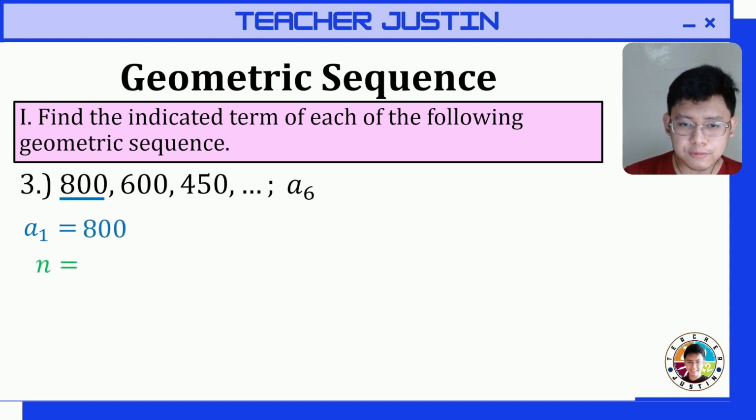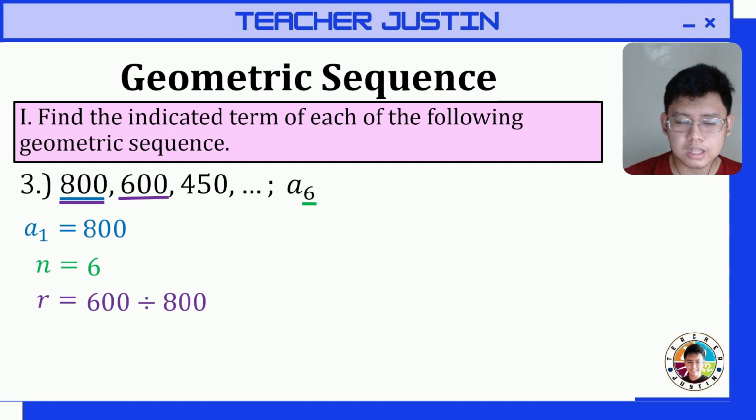Our number of terms, so ang hinahanap natin is the sixth term of our geometric sequence. So, it will be 6. Dito natin siya makikita. And our common ratio. Ang common ratio natin will be the second term, 600, divided by the first term. So, 600 divided by 800.